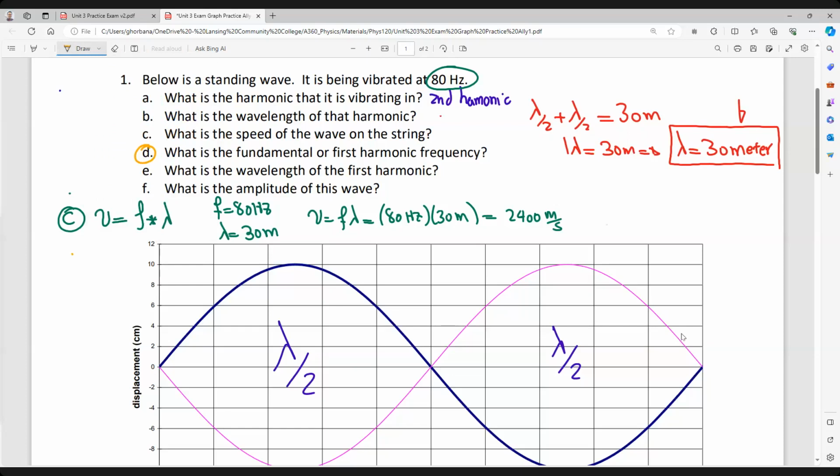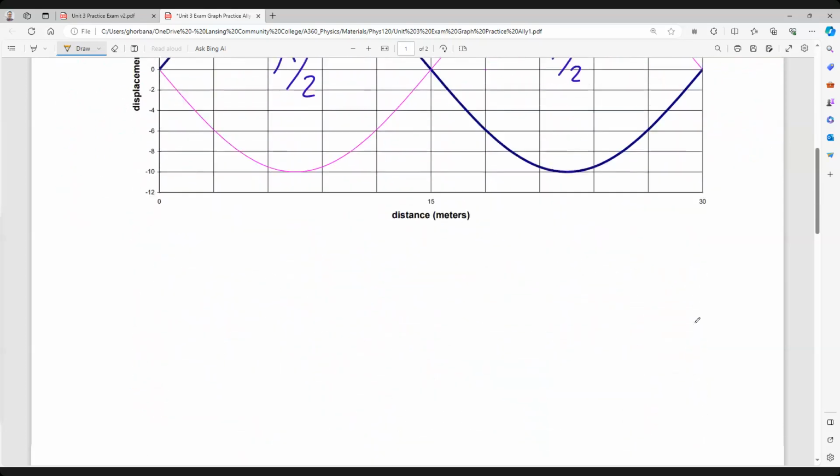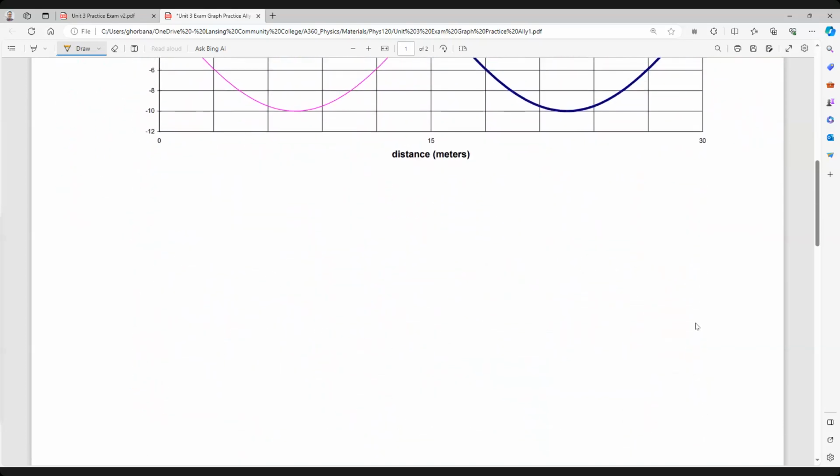And we already have the frequency of the second harmonic. If we double the frequency of the first harmonic, we can get the second harmonic frequency. If we triple the first harmonic frequency, we can get the frequency of the third harmonic. So what does it mean? How can I write this? Let me just write it here. Let's say part D.